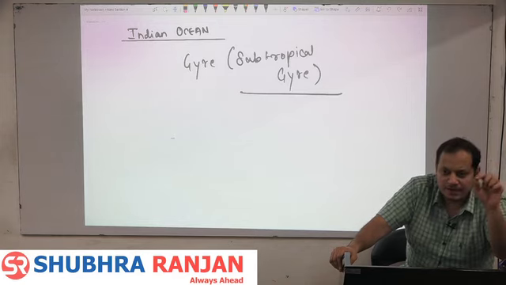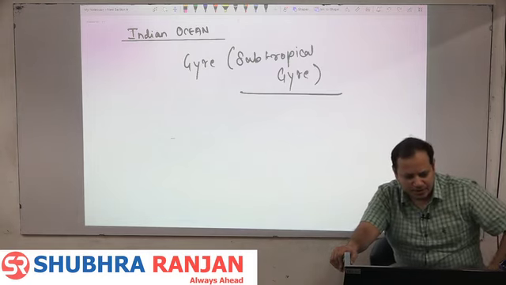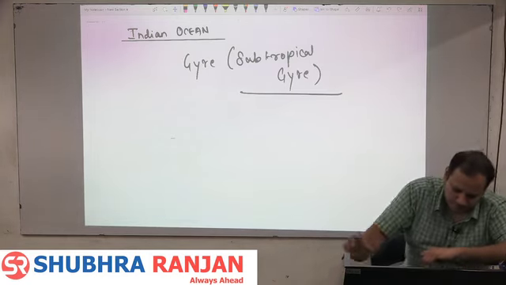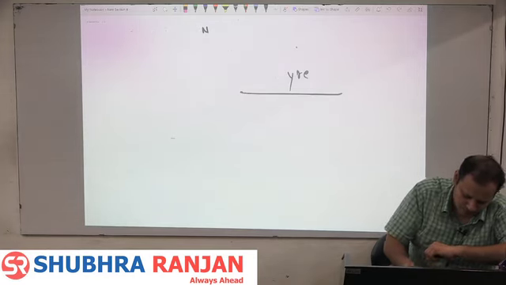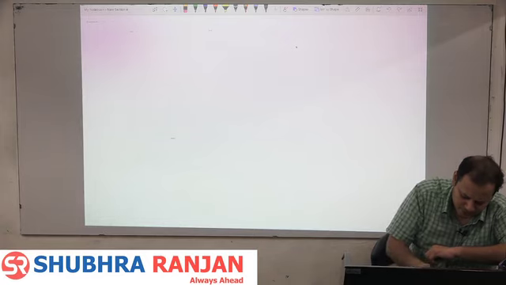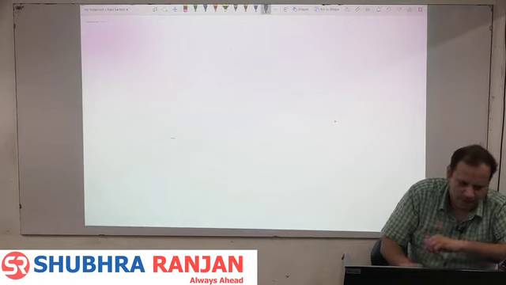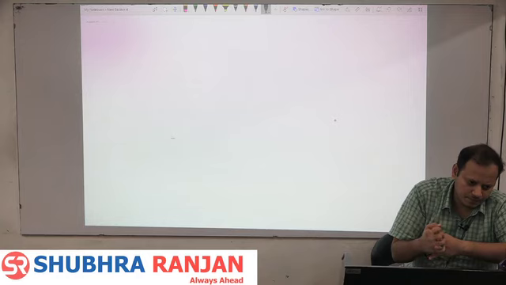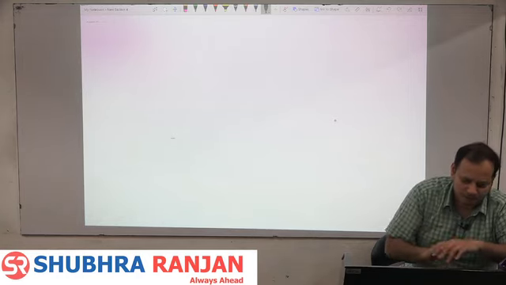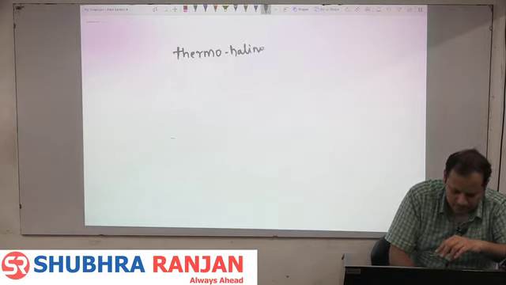Next point. Have we written there is absence of cold current here? No. There is absence of cold ocean currents in the northern Indian Ocean, as well as of thermohaline circulation.